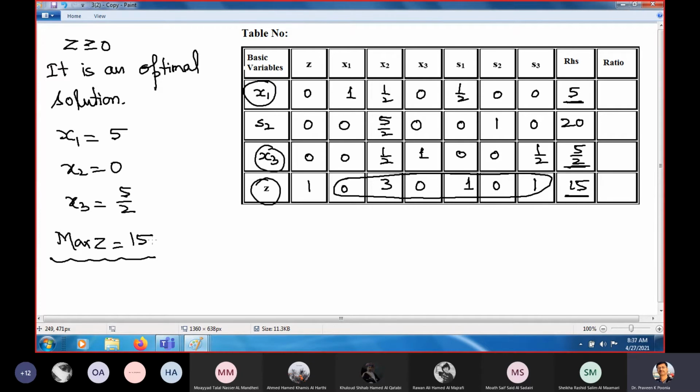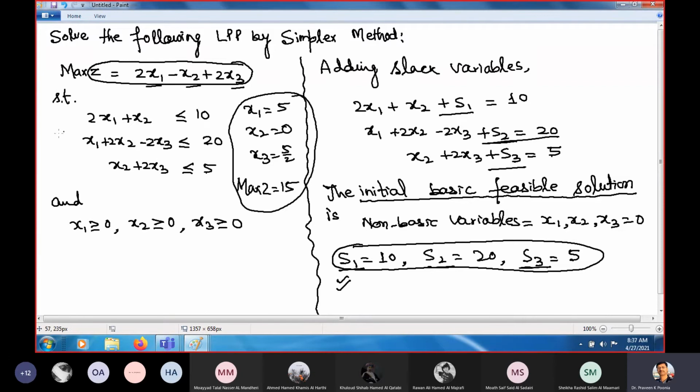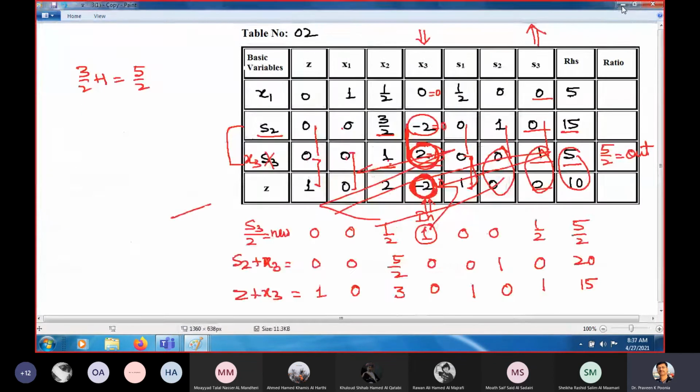This is the solution of the given linear programming problem. This was the problem, and what we get? We get x1 is equal to 5, x2 is equal to 0, x3 is equal to 5 by 2 and max z equals 15. This is the solution to the given linear programming problem. So as you can see, the process is entirely the same. There is no change in the procedure. It is completely the same as we studied for two variables.